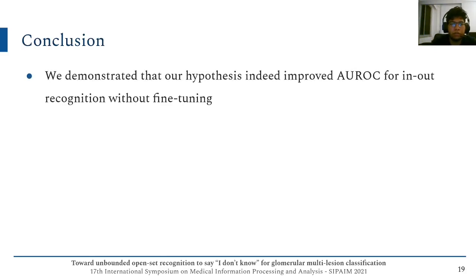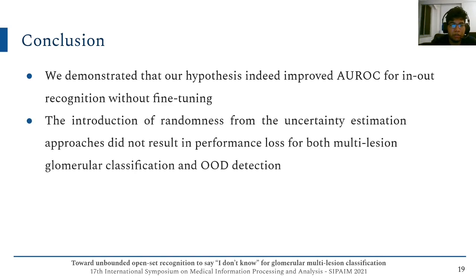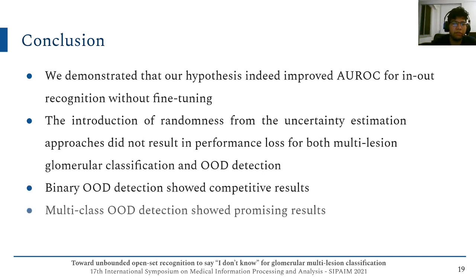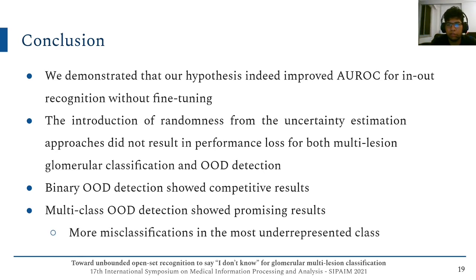As a conclusion, we demonstrate that our hypothesis indeed improved AUROC for in and out recognition without fine-tuning to specific OOD datasets. The introduction of randomness from the uncertainty estimation approach did not result in performance loss for both multi-lesion glomerular classification and OOD detection. Binary OOD detection showed competitive results, and multi-class OOD detection showed promising results, where more misclassification occurred in the most underrepresented class, which is a point to tackle in future work.